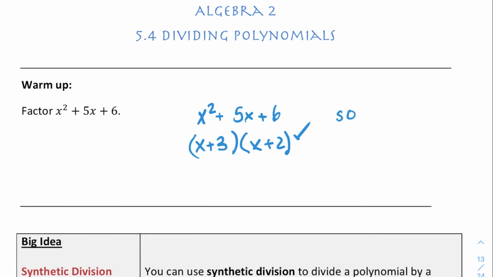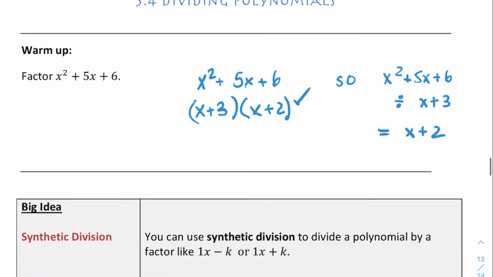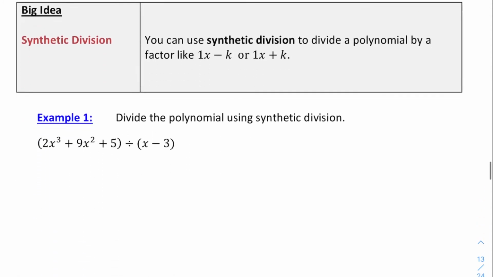So if you think about how factors relate to division, that means if I was to divide x squared plus 5x plus 6 by x plus 3, I would get x plus 2 as a result, because those two original things multiply together to get you it. We are going to use a new technique of division and then work on some more complicated factoring today.